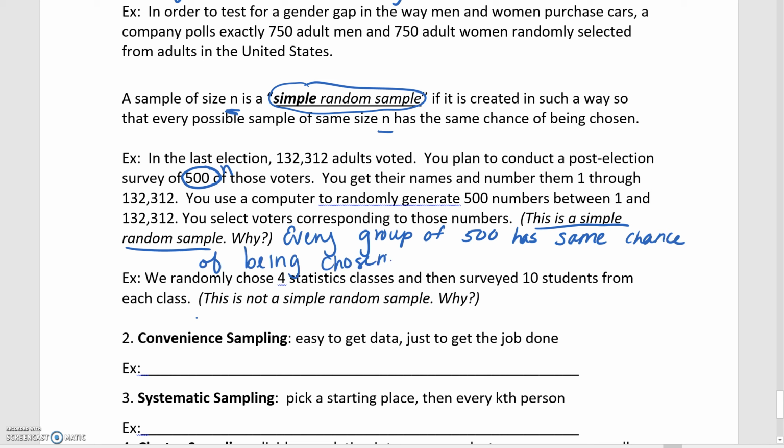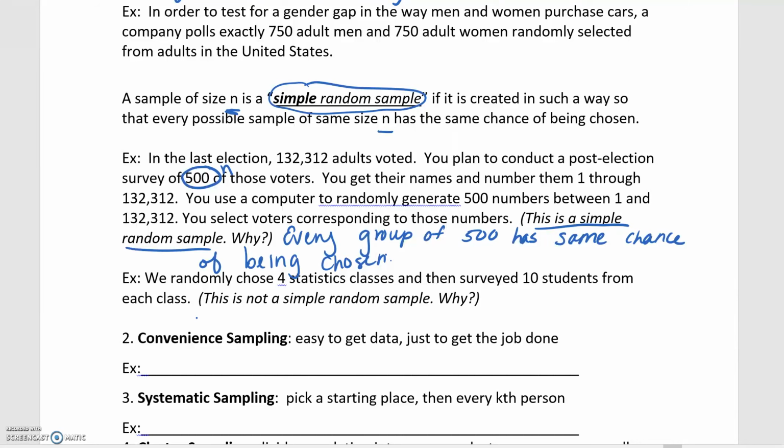Even though you're selecting them individually, there's nothing in this plan that means that some groups don't have a chance of being chosen. And here, using a random number generator or pulling things out of a hat, that's really the most basic way that you get a simple random sample. As soon as you start dividing or only selecting from certain groups, it's no longer simple random.